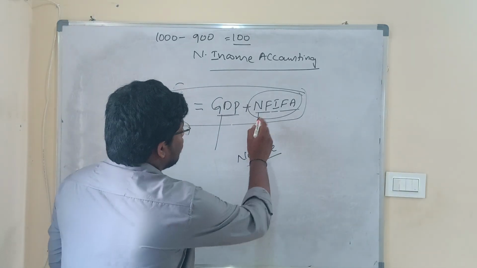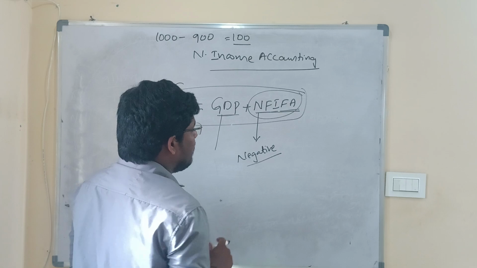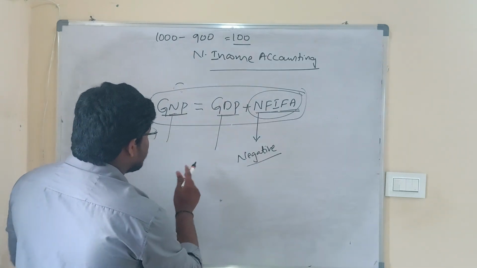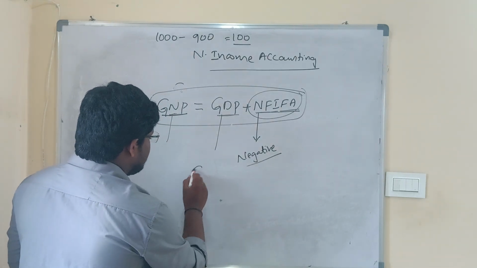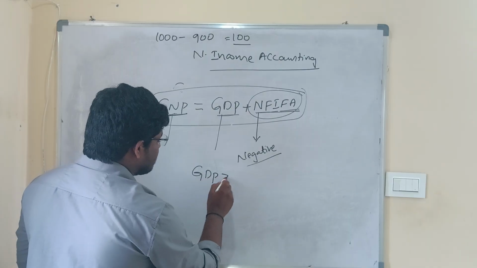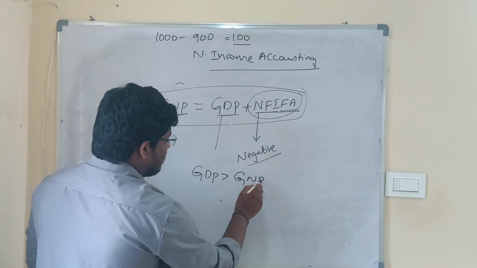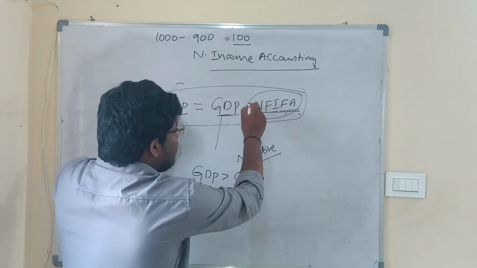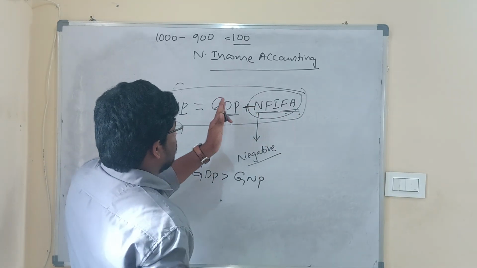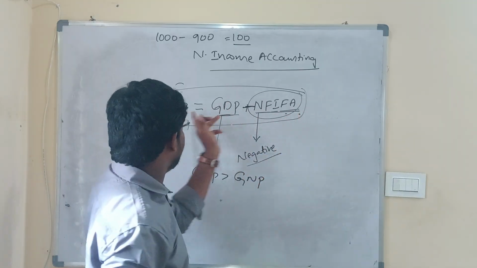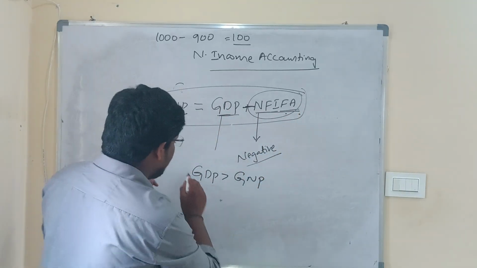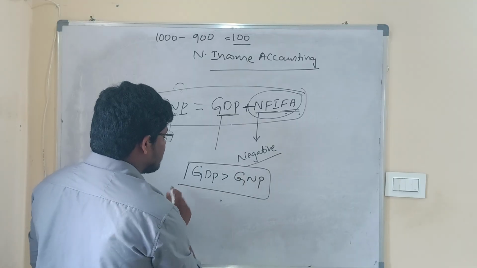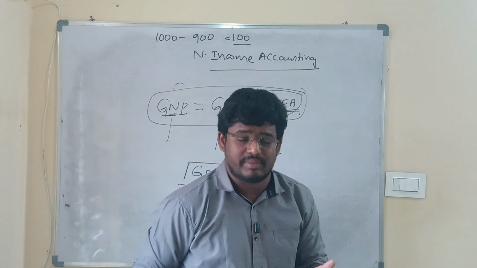That is why net factor income from abroad is generally negative. That is why we have to understand that GDP of India is always higher than GNP. GNP is GDP plus NFIA, and this is negative in India. So GDP minus NFIA means its value is certainly lower. That is why GDP of India is generally higher than GNP.